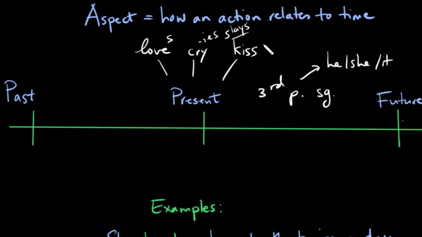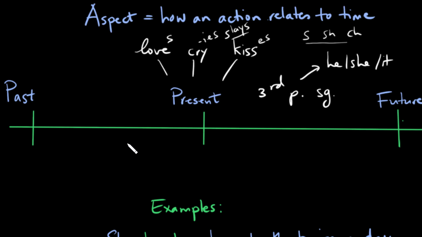And then we also have these verbs that end in a kind of S sound or a sh sound or a ch sound, right? A final kind of S. And then we add an ES ending in the third person singular. So he or she kisses. That's the basic form then, love, cry, kiss, add the S in the third person singular.